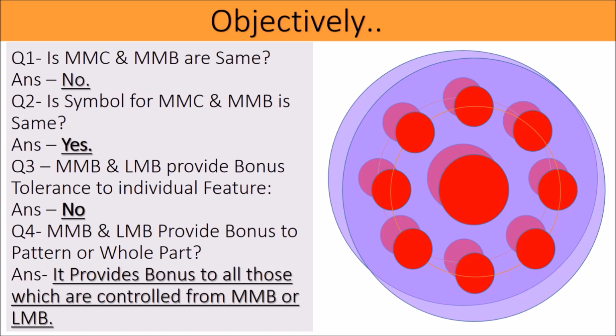Question number 1. Are MMC and MMB the same? The answer is no. MMC is applied to an individual feature, whereas MMB is applied to a datum, so that the bonus is applicable to all the features depending on that particular datum.